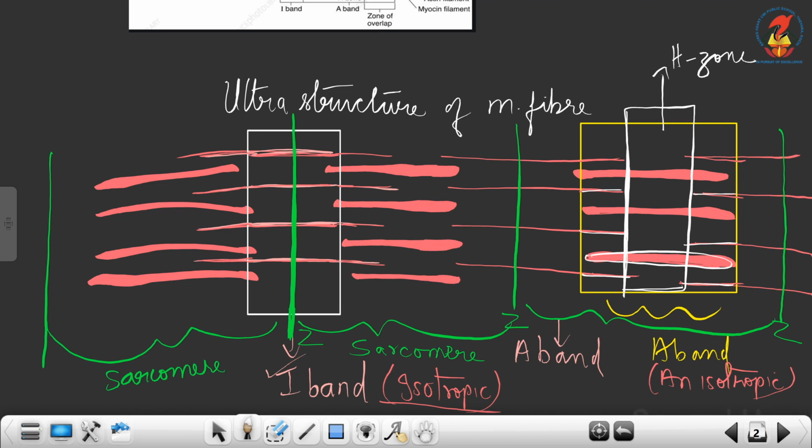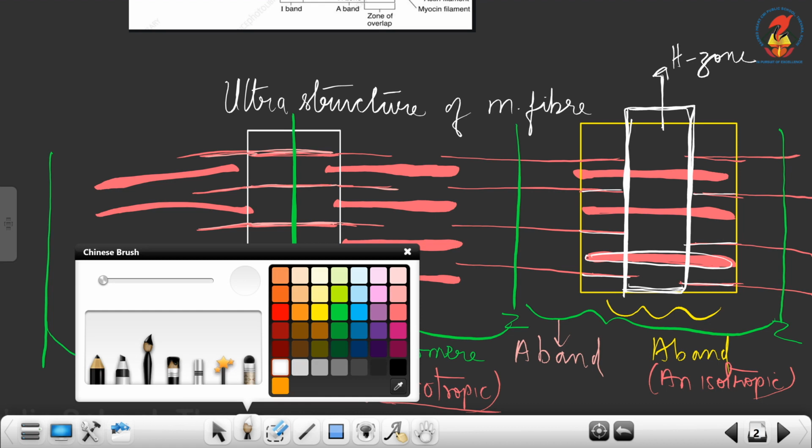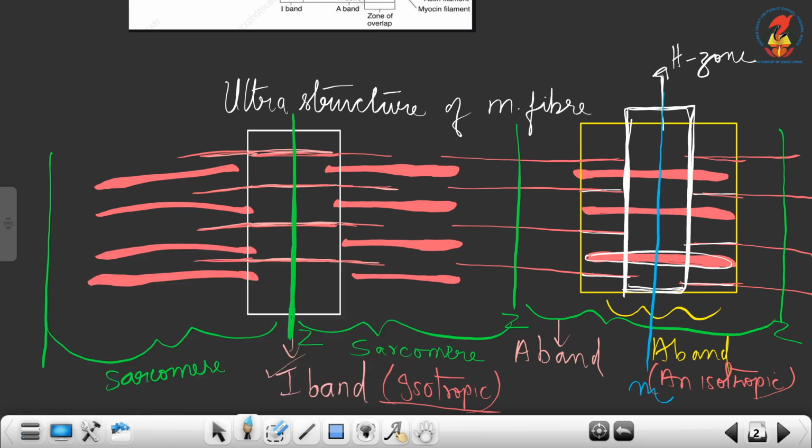So within the A band, the central part which consists of only the thick filaments is called the H zone. On the sides there is overlapping of thin and thick. So I am not talking about the thin and thick side regions, only the central region which comprises the thick filaments is called the H zone. And just like the I band, at the center there is a line called the M line. So at the center of every A band there is the M line.